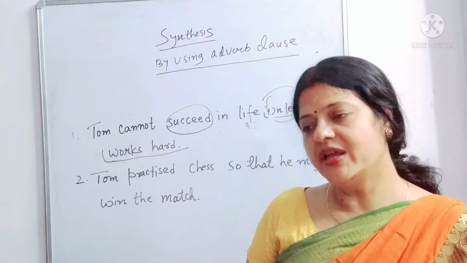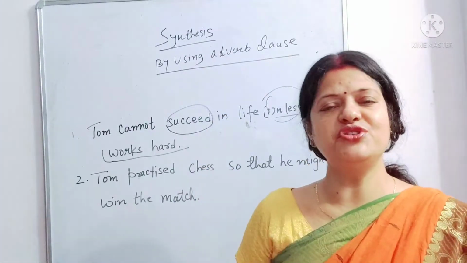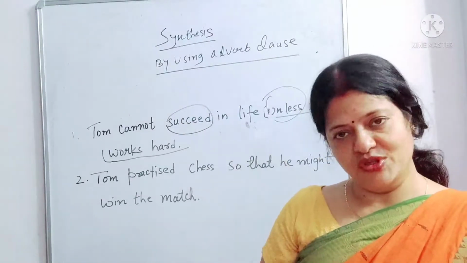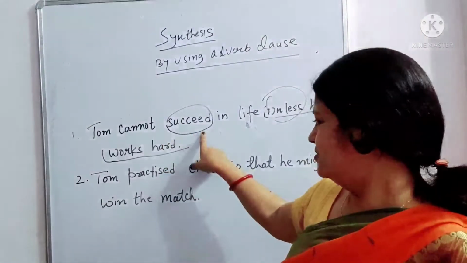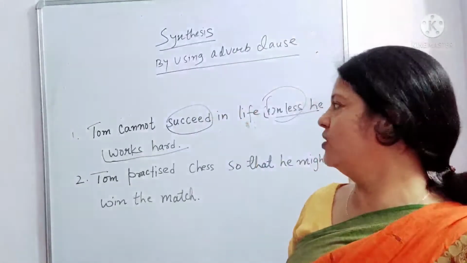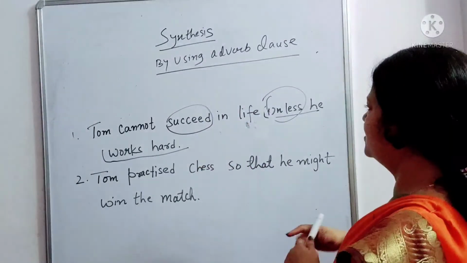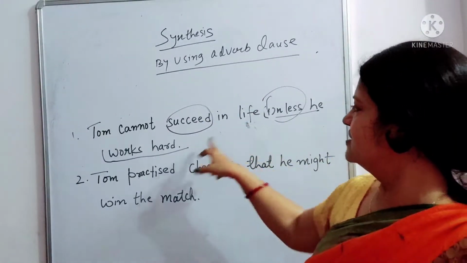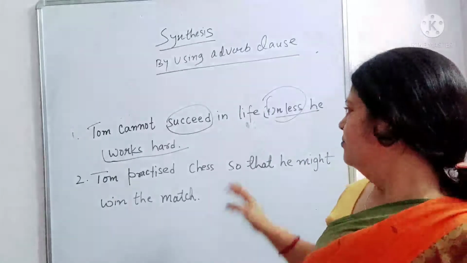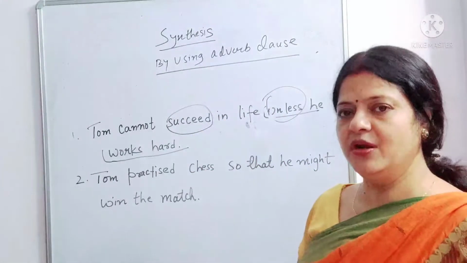Okay, now I'll give you a list of those conjunctions which are used in adverb clause. Let's see that in the principal clause the verb is succeed, and the clause unless he works hard is modifying this verb in the principal clause.